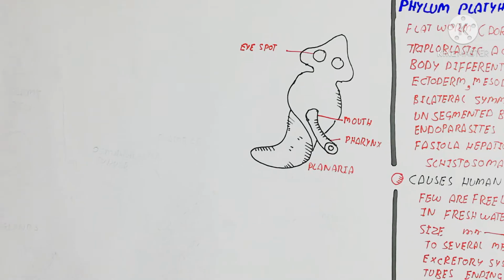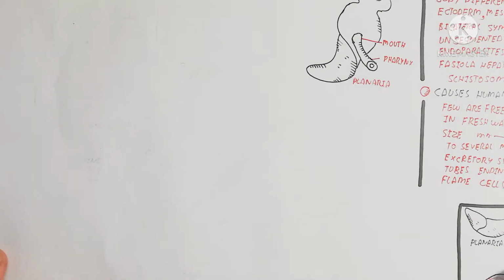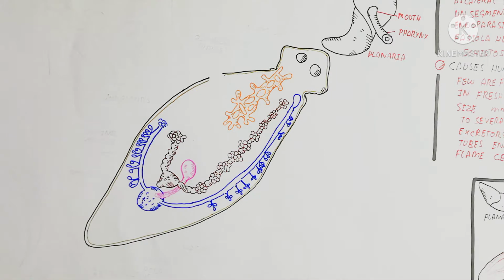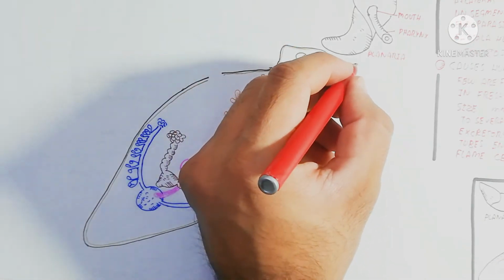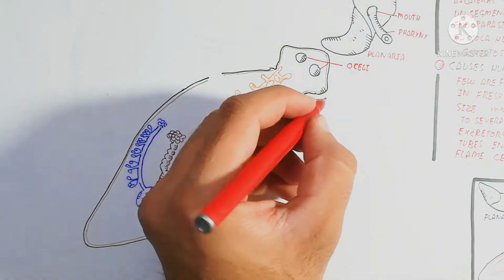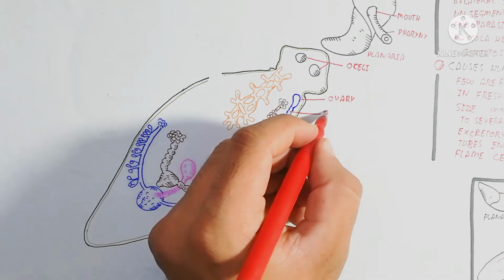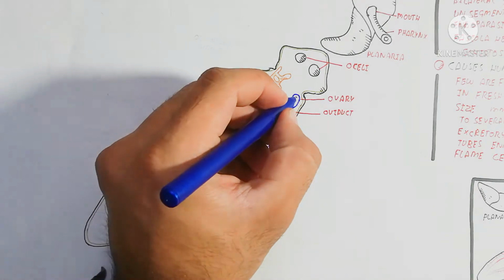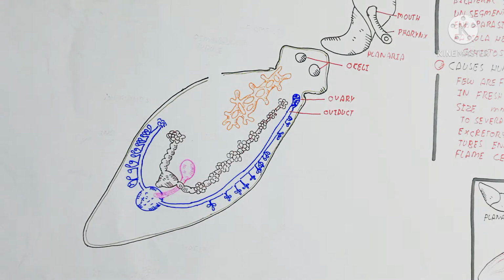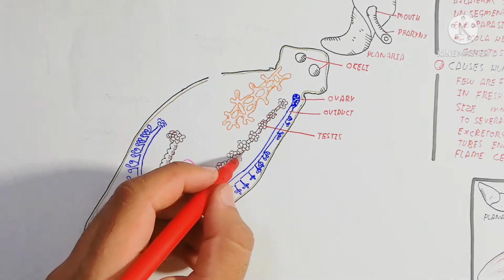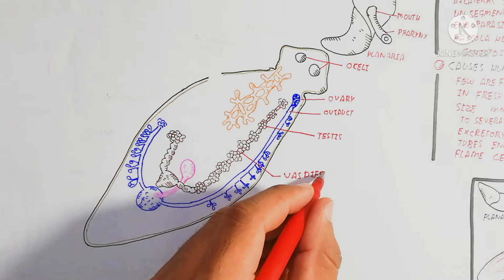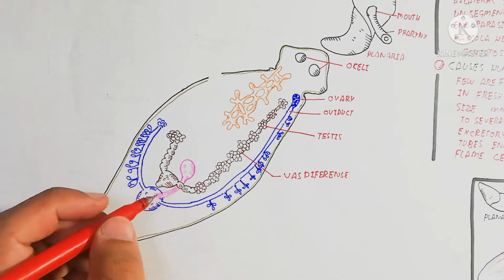Here is the eye spot, which is used for phototactic movement and also contains chemotactic receptors. The mouth is present here, and the pharynx is below it. This structure shows the whole system, the reproductive and excretory structures. The eye spot is also known as the ocelli. The blue color shows the ovary in the upper part, and the oviduct releases the ovum into the environment or inside.